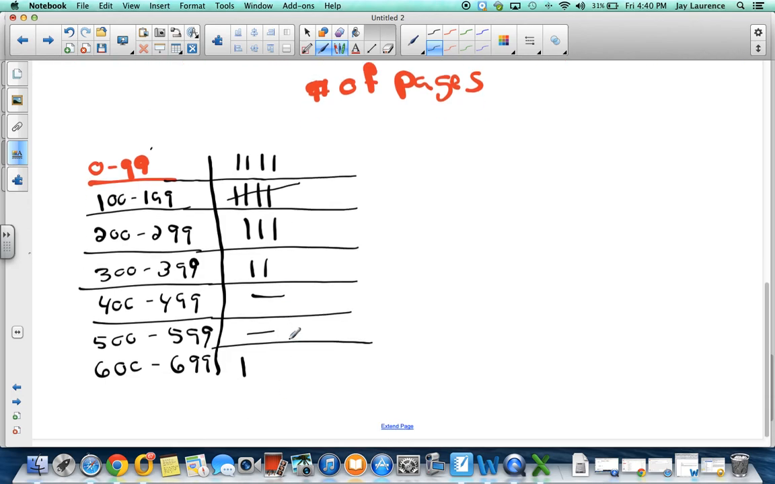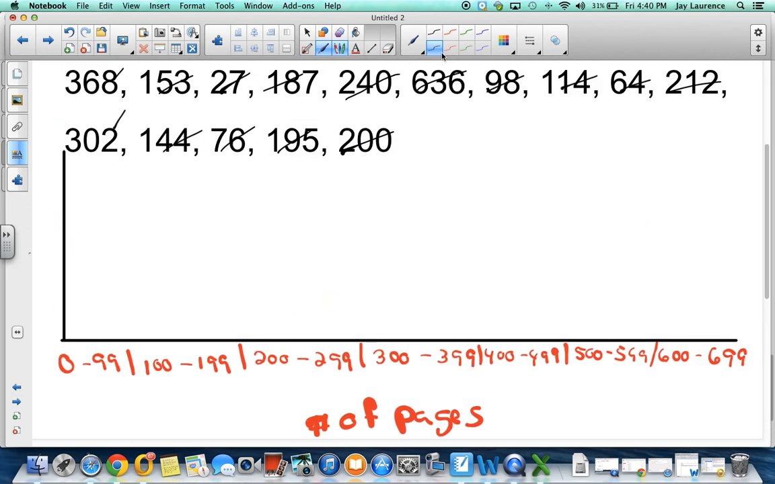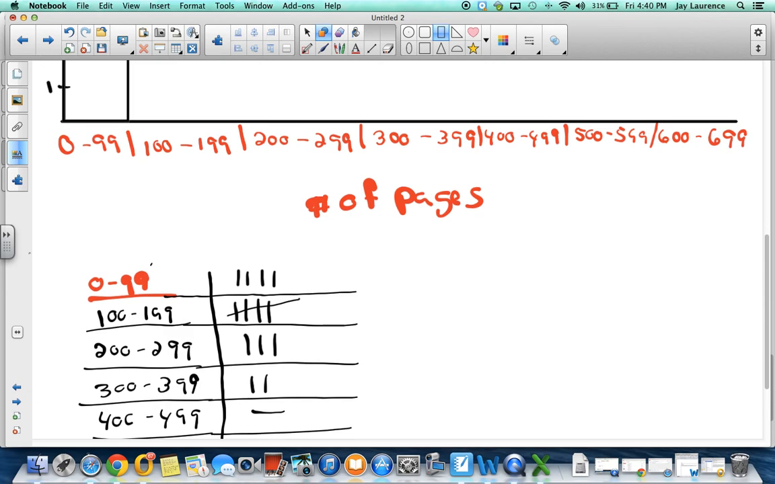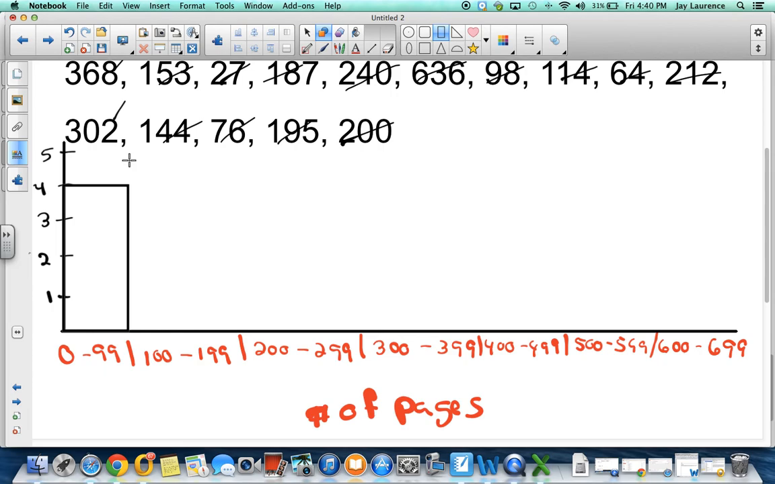All right, so the max number of tallies I have is 5, so that helps me on my y-axis. So I think I can count by ones. I'm going to go 1, 2, 3, 4, and 5. All right. So now I'm ready to do the boxes. From 0 to 99, I believe it was 4, so I'm going to go like this. Okay. Now from 100 to 199, I'm going to have 5. And so my bar is going to look very much like this.